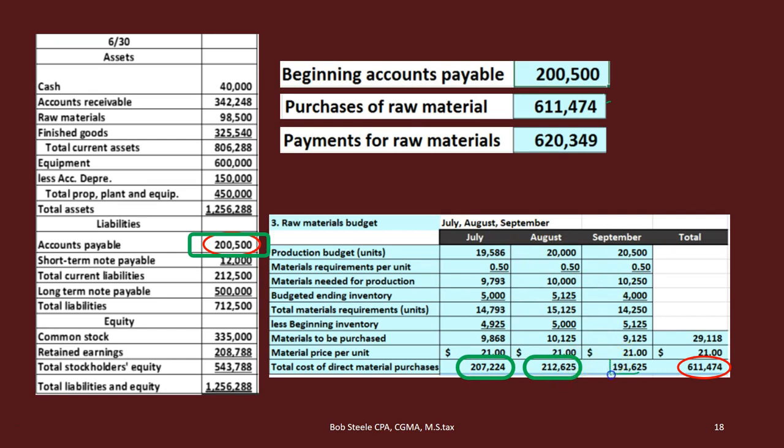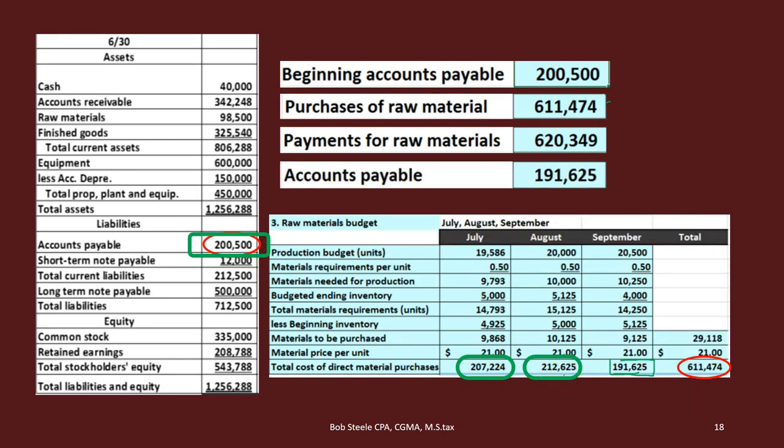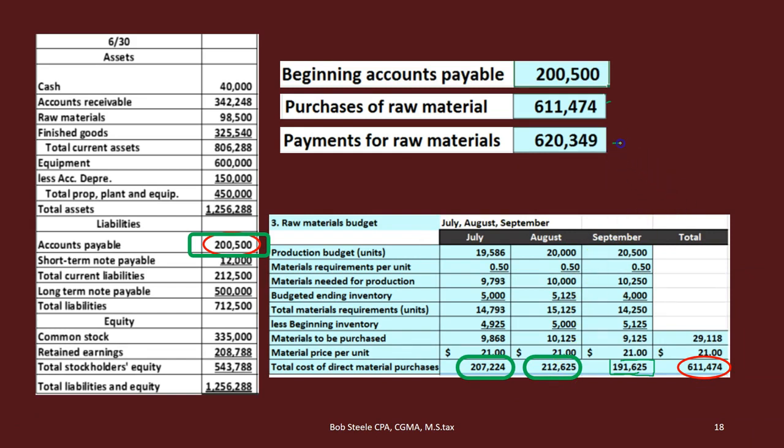That leaves us then, of course, with this number. So if we add up the 200,005 plus the 207,224 plus the 212,625, we come up with the 620,349.